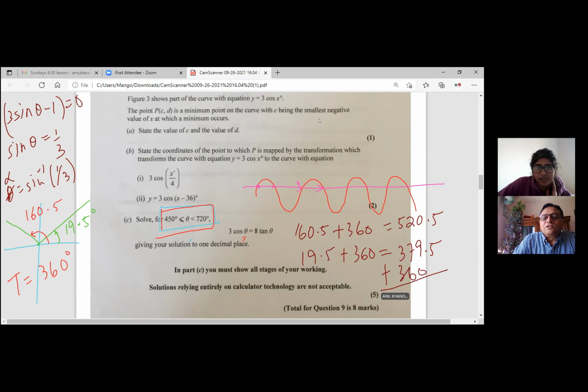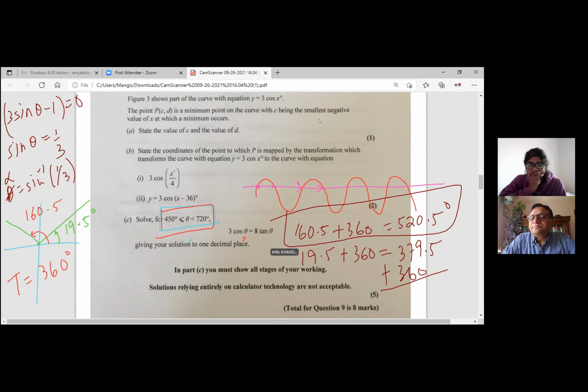739.5. So you can't also have it outside, correct? So basically, in this particular case, within the given domain, you only get one answer. Is that correct?